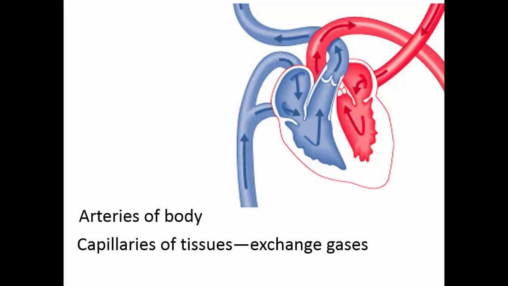Once again, gases are exchanged in the tissues as well as nutrients and waste products. The capillaries drain back into the veins of the body, which come together to make the superior and inferior vena cava, which returns blood to the right side of the heart.